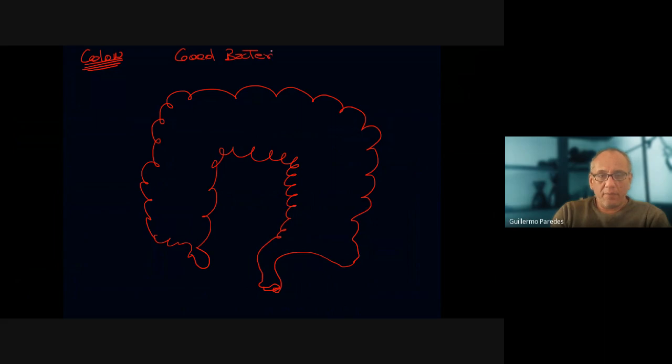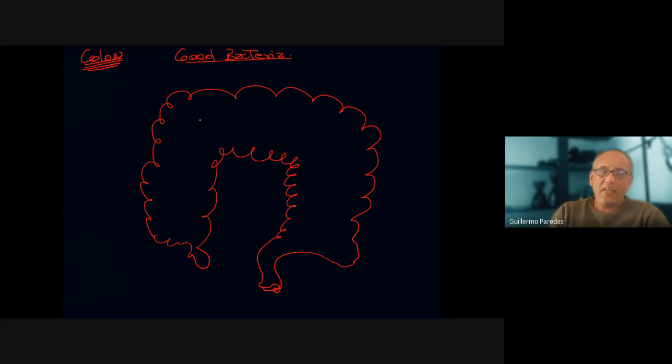All right, so here we have our colon. Okay, listen to this, please. This is so important. What do we have in the colon? In the colon, we have the good bacteria. What does good bacteria mean? We cannot train the bacteria like a dog, right? So why do the bacteria behave spontaneously good?